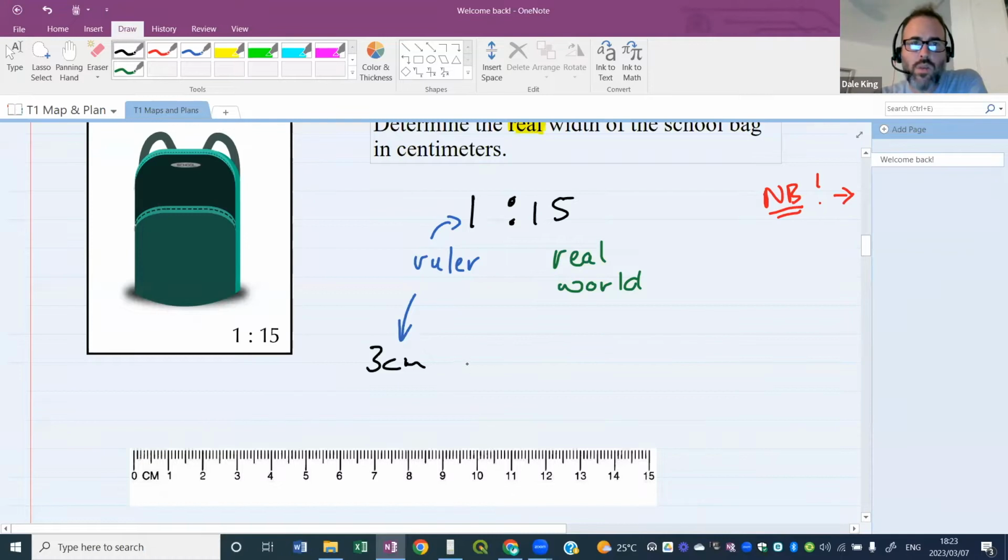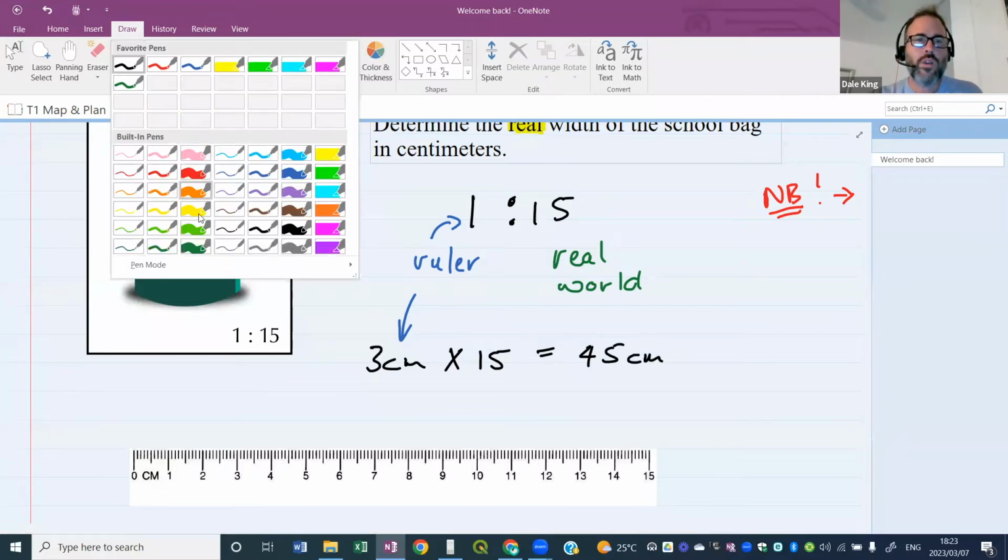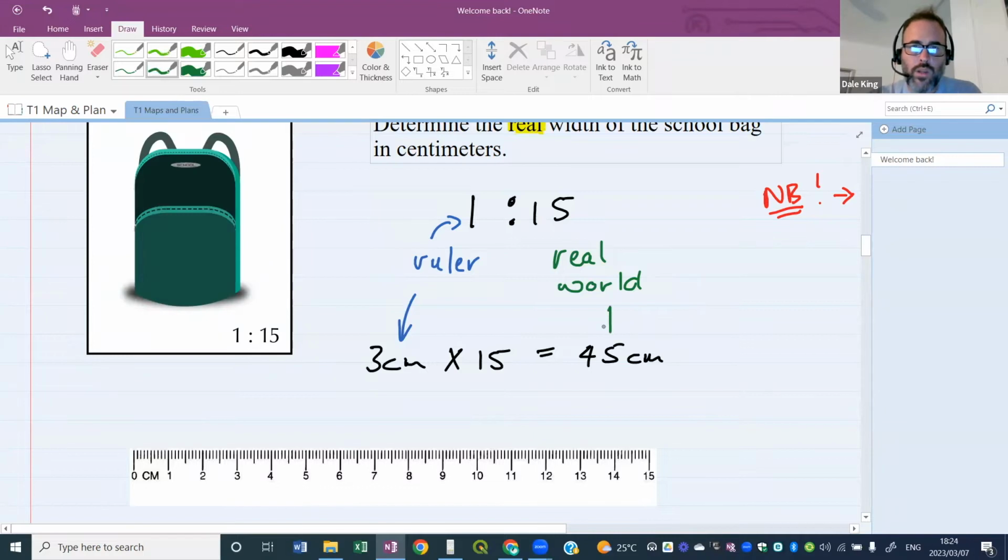So how do I get to a real world answer here? We need to multiply this 3 by 15 because every single centimeter represents 15 centimeters in the real world. So if I've got 3 centimeters measured on this bag, it must represent 3 times 15, which is 45 centimeters in the real world. So this 45 is the real world width of the bag. I hope that's very clear.